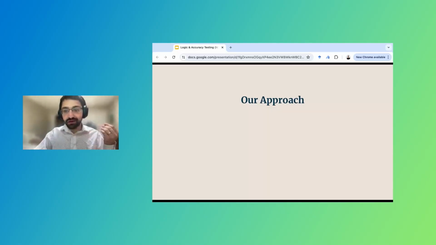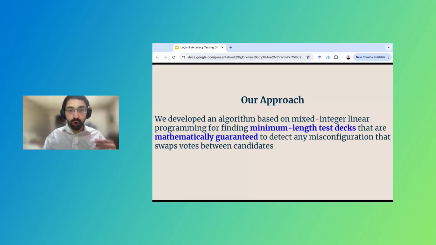And here is what we have done. So what is our approach? We've developed in this research an algorithm based on mixed integer linear programming for finding minimum length test decks that are mathematically guaranteed to detect any misconfiguration that swaps votes between candidates. Said another way, we've developed an approach that finds test decks that are guaranteed to give the incorrect output if a machine is misconfigured to swap votes between candidates within or across contests.